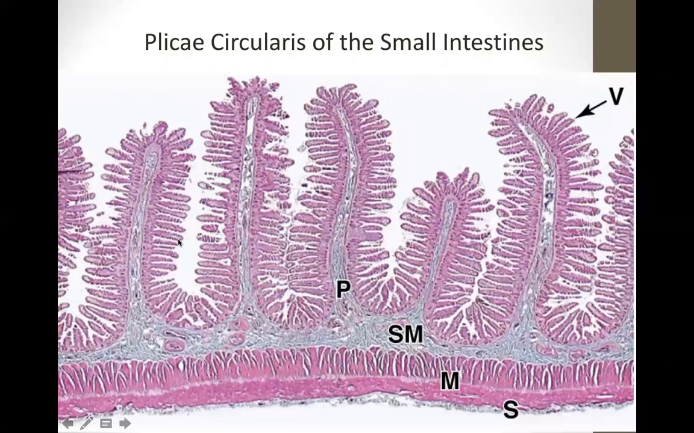Okay, so these are your plica circularis of the small intestine. Look at this area right here. The whole area is your plica circularis. Another plica circularis. Those are plica circularis of the small intestine. Grossly, they're called your valves of Kerckring. In the large intestine, it's not circularis anymore, it's your semilunaris.